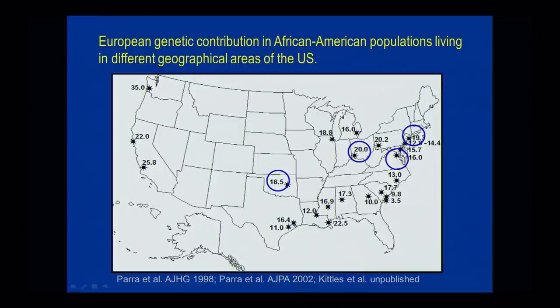We look across the United States, the average European ancestry in different African-American communities varies. The lowest we saw was in the Gullah Sea Islands off the coast of South Carolina, the highest 10 times that in Seattle, Washington.